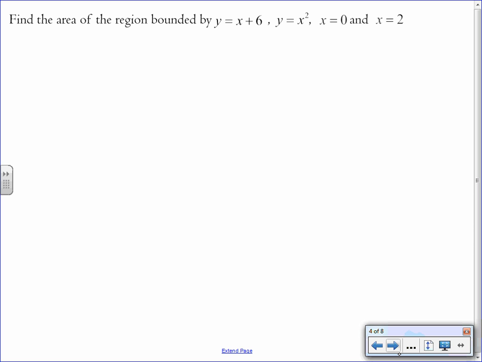Okay, so I want the area of the region bounded by y equals x plus 6, y equals x squared, x equals 0, and x equals 2. What do you think is the first thing I'm going to require you to do? We need a graph. Okay, we don't need a calculator for this one.